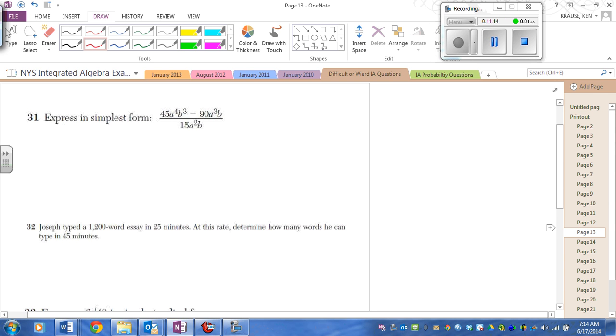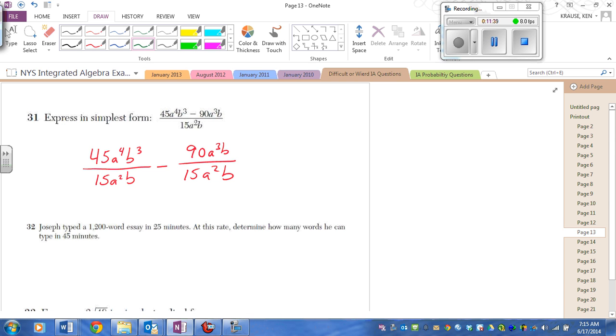Alright, so when doing problems like this, you actually have to break it up into 2 problems. 45 a to the 4th b cubed over 15 a squared b, minus 90 a cubed b, all over 15 a squared b. I'm going to change colors. In testing, you can change colors too. Use black and blue. Have a black pen and have a blue pen, and do these problems in black and blue.